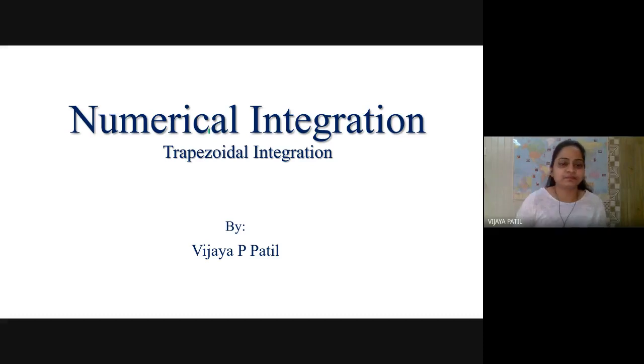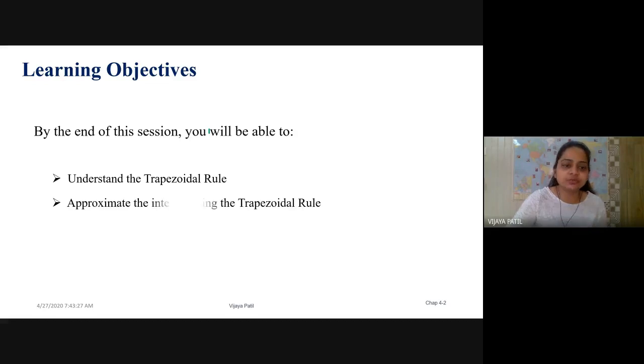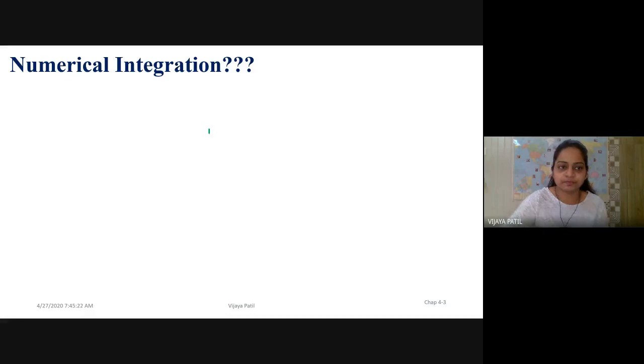Hello everyone. We will be starting with numerical integration. The first is the trapezoidal rule. By the end of this session, you will understand the trapezoidal rule and you will be able to approximate the integral using the trapezoidal rule.